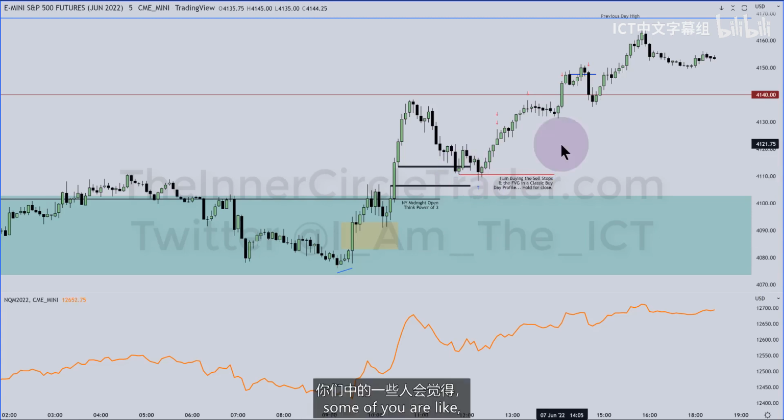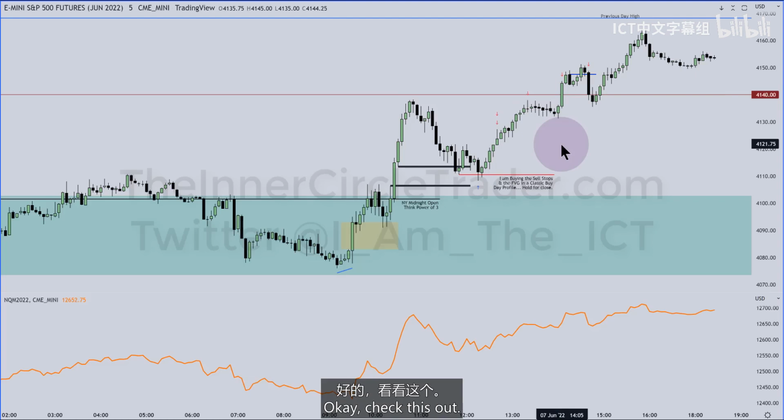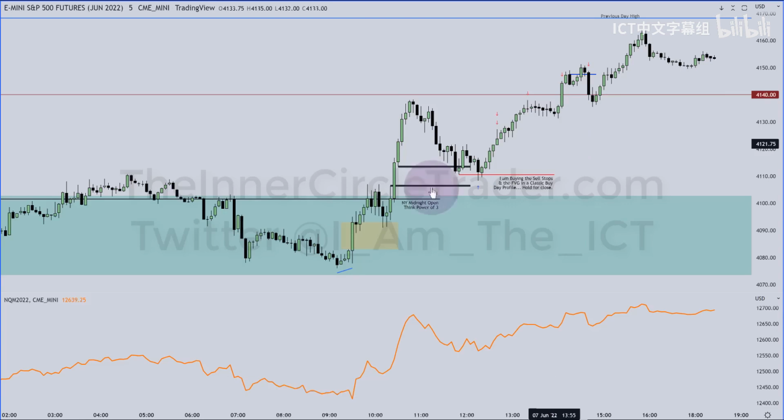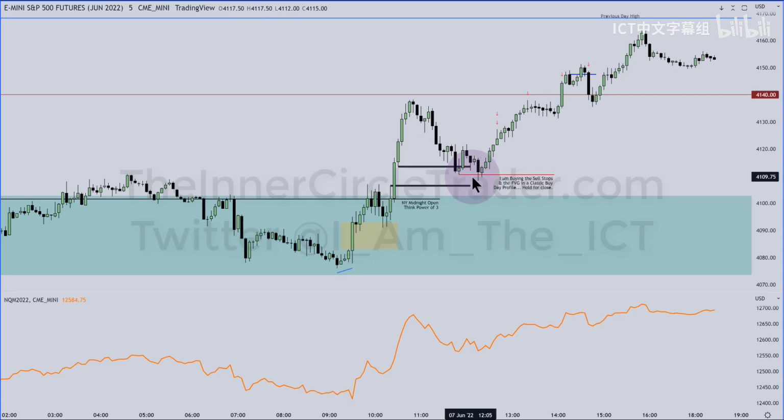See that? Now, some of you are like, this is really complicated, ICT. I really like the optimal trade entry, and these fair value gaps are all over the place. How do I know which one is the one I want to use? Okay, check this out. A lot of you know how to use optimal trade entry. You'll use the low here to the high, pull your fib up, 62 to 79% retracement level. If it goes down to that, then you'll buy it. Okay, that's one pattern.